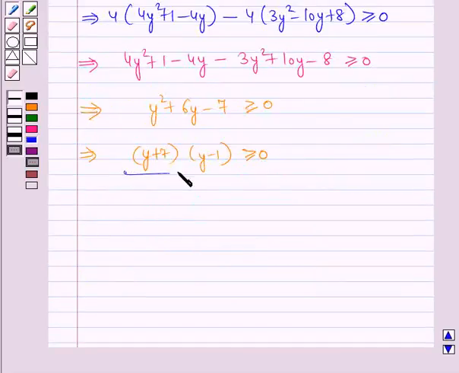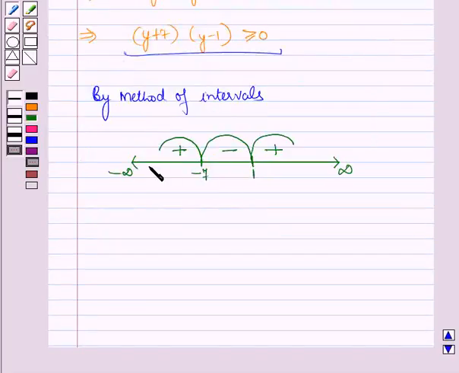Now we can solve this inequality by the method of intervals, which we have discussed earlier. So we have drawn a number line and then given the intervals by using the method of intervals.